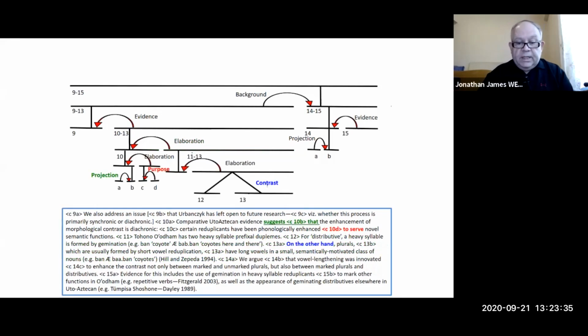All right, now within that part, between 10 and 13, there are examples, all right? For example, "suggests that" is projection, 10A, 10B. 10D, "to serve," that was purpose, all right, that indicated purpose. 13A, "on the other hand," contrast, all right, again, that lays it out there. So those elements within the nature of those clauses, I see the relations between them.